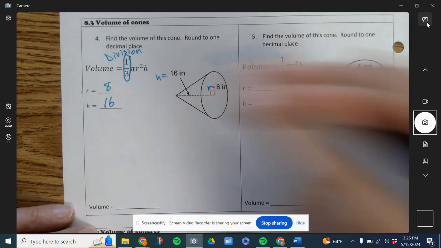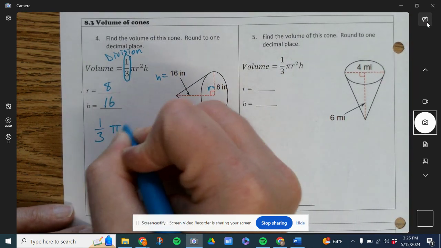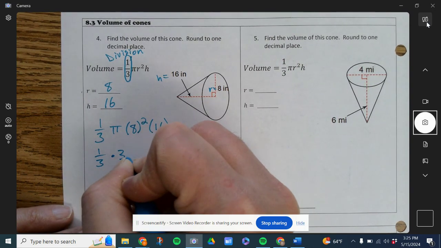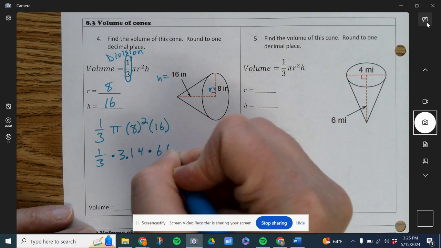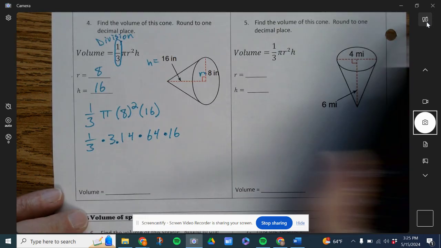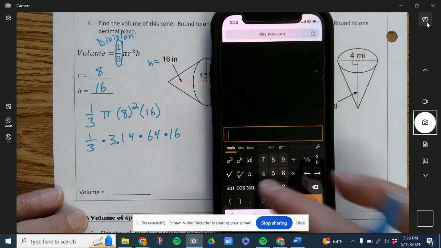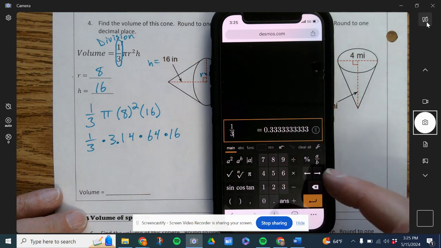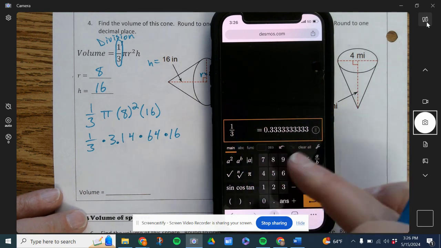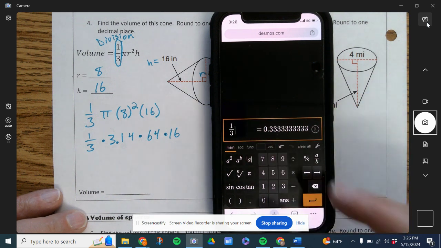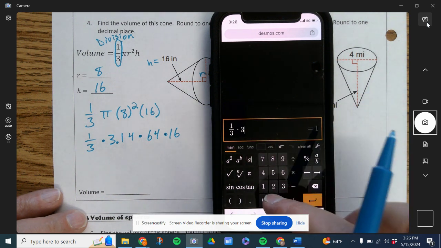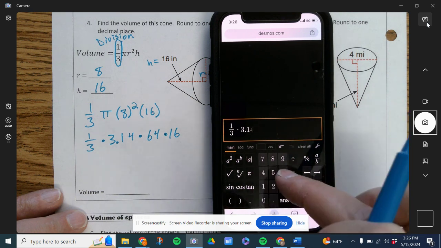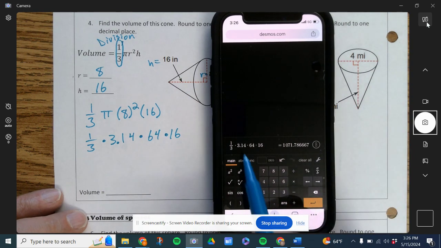So that radius is 8, height is 16. So it becomes 1/3 pi times 8 squared times 16. So 1/3 times 3.14 times 64 times 16. So 1 divided by 3. That's 0.3333 repeating. Now I can either shift the cursor out from underneath, or I can just touch it right there. Now I'm going to multiply by that 3.14, and then multiply by 64, and then multiply by 16. Let me actually adjust that so you can see it. Okay, so I got everything on there.